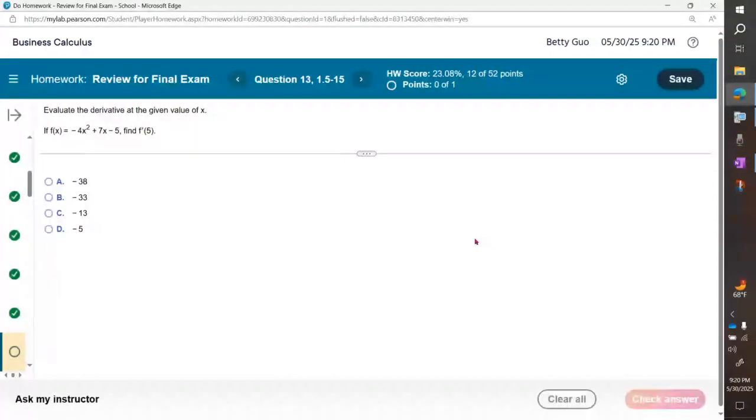Question number 13. Evaluate the derivative at a given value of x. Is that the first derivative? Okay.